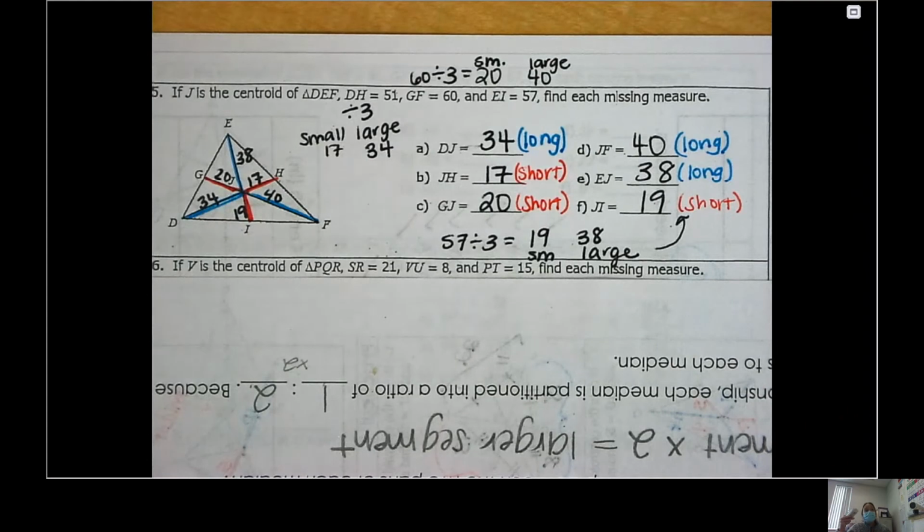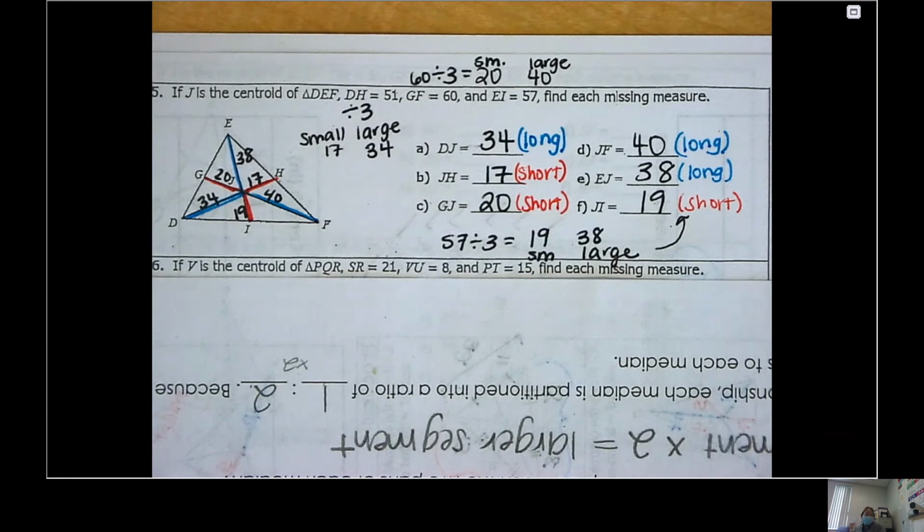All right, let's check it. 34, 17, and 20. 40, 38, 19. How'd we do? So the only hard part really is trying to determine if I gave you the big part, the small part, or the whole thing. That's the hard part. Once you know which one it is, the rest should be easy.